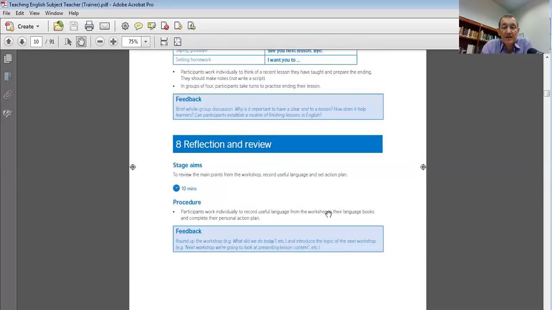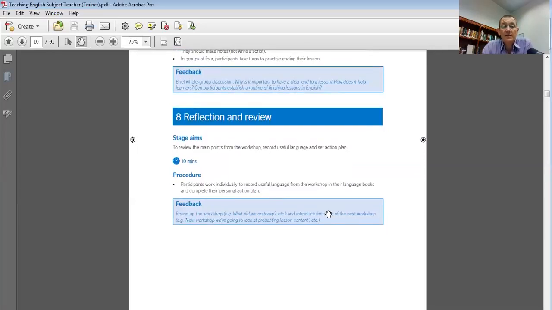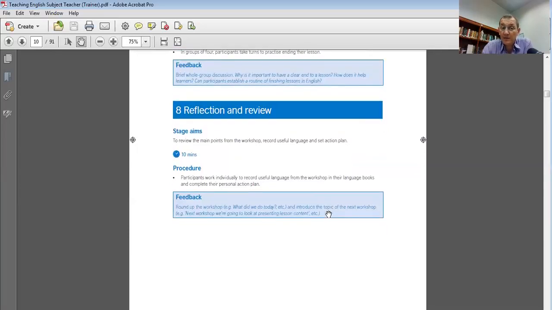And once again, conduct a brief whole group discussion around these questions. Why is it important to have a clear end to a lesson? How does it help learners? Can participants establish a routine of finishing lessons in English? So you might want to devote 5, perhaps even 10 minutes to this whole group discussion, but certainly no more than 10 minutes.